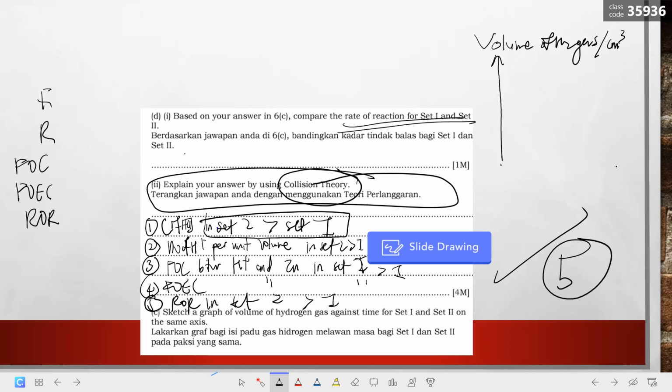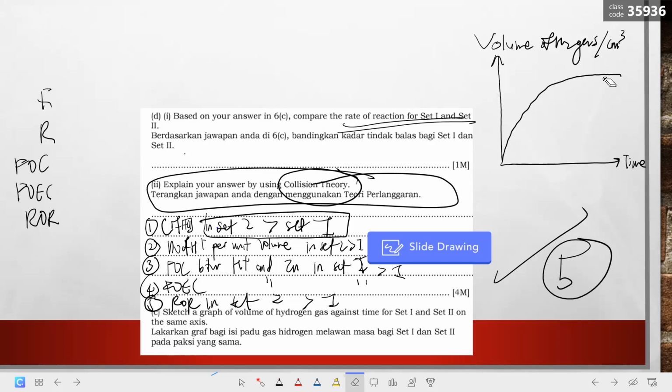And then I have my x-axis. What is at my x-axis? Time. Very good. Now proceed. How would I draw my graph? Which graph will appear first, or closer to my y-axis? The second set. Okay, correct. My second set will be here. Now, how about the other one?